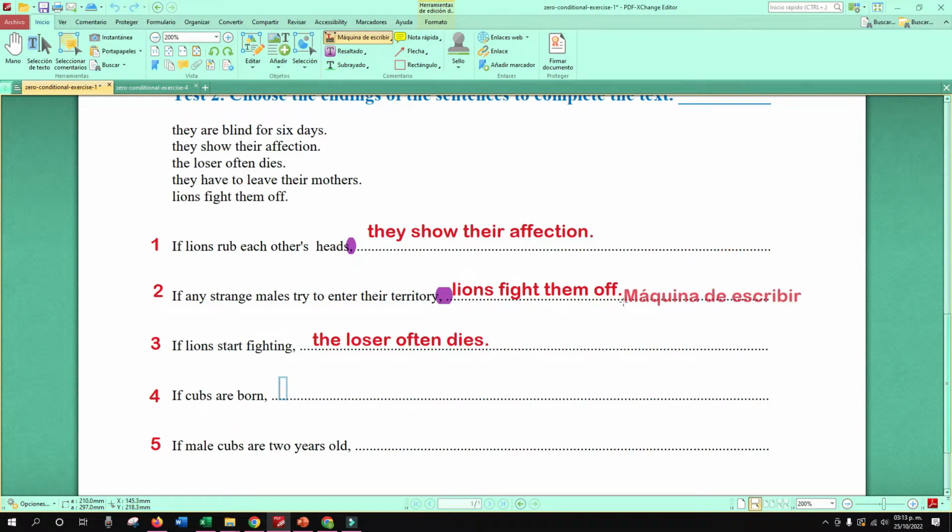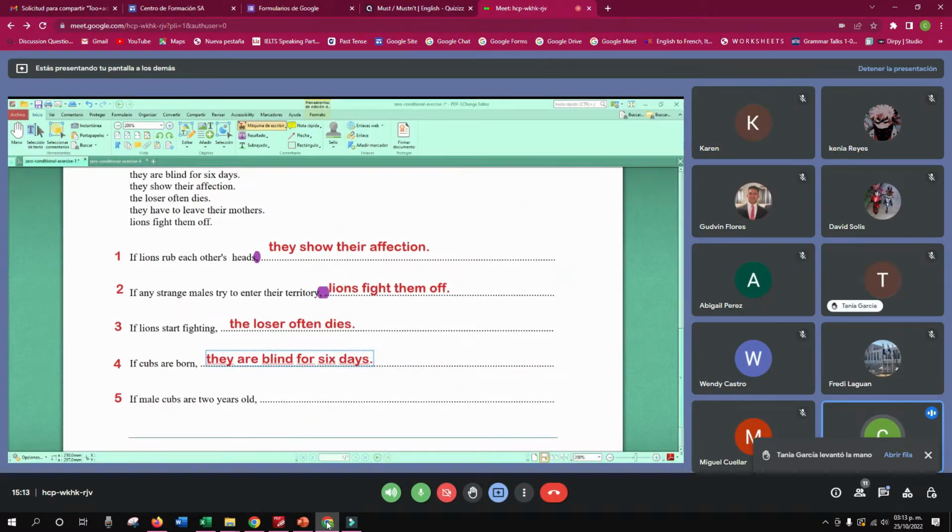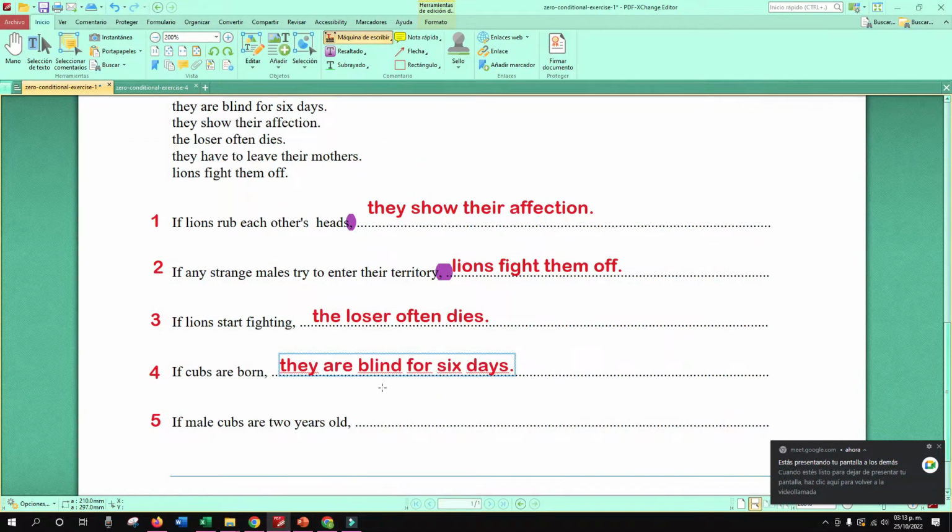What about number 4, Karen? Would you like to help me? If cubs are born, they are blind for 6 days. Excellent. They are blind. Do you know blind? Ciegos, ¿verdad? For 6 days. Perfect. Very good, Karen. So, the if clause, the result, right? Perfect. So, if cubs are born, do you know cubs, cachorros in that case, they are blind for 6 days. So, okay, Miss Tania, do you like to participate?